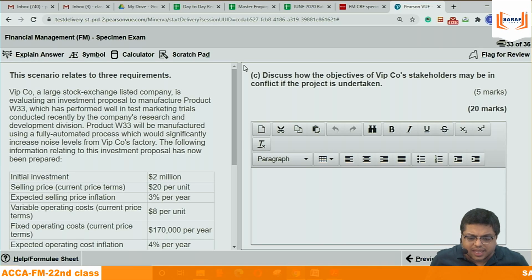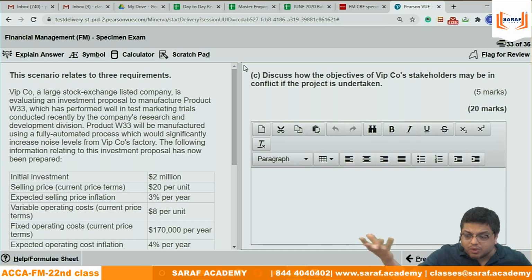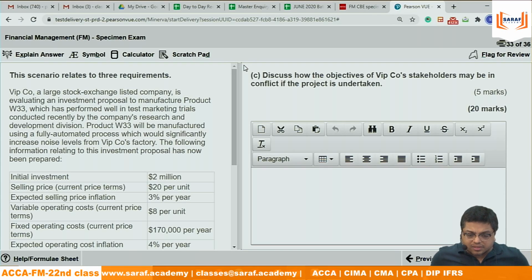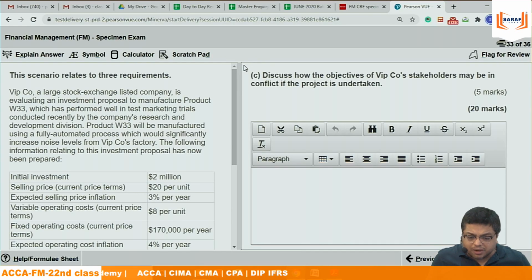So we are discussing that only, the conflict. The conflict is there. Shareholders will be accepting the project, but the employees will not. The government will not. The regulatory authority will not, because of noise pollution, and the community will be creating problems. So that is a conflict, and we are writing that conflict. From the shareholder point of view it is acceptable, but from the other points of view it is not acceptable.